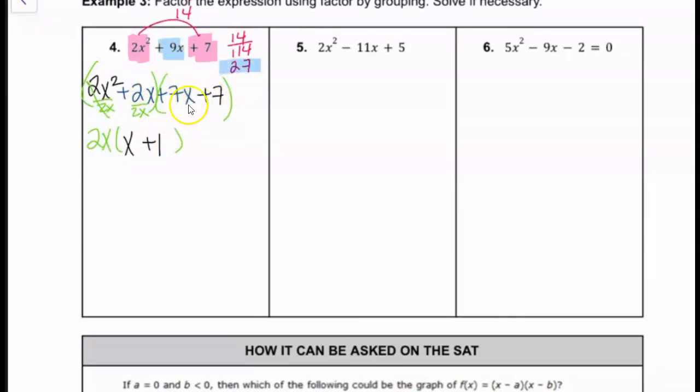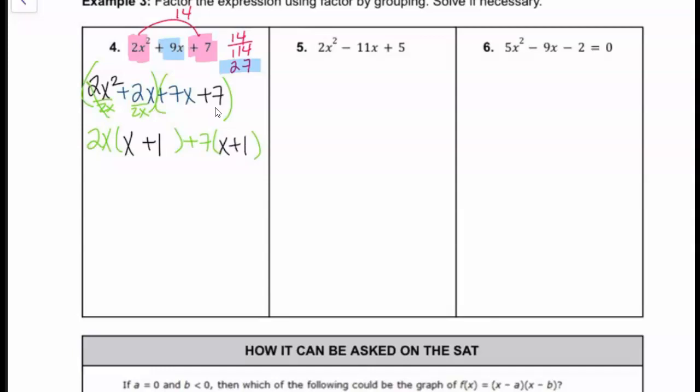From here, what number goes into both 7 and 7? Well, 7. Do they both have an x? No, one has an x, one doesn't, so you can only pull out a 7. And then you divide out from here. 7x divided by 7 is just x, 7 divided by 7 is 1.